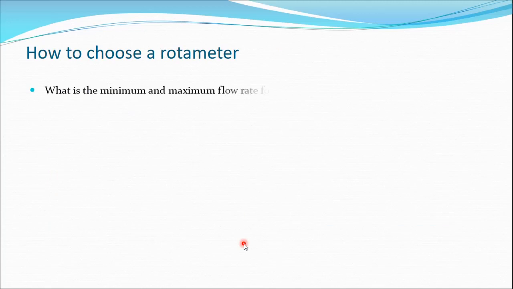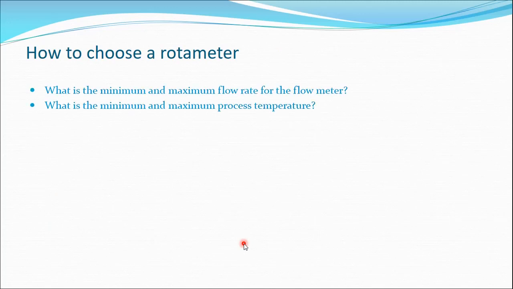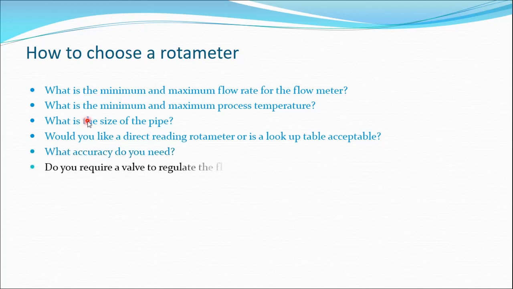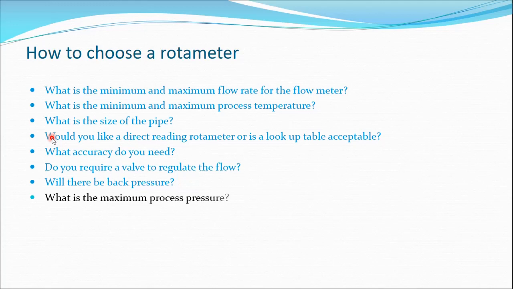How to choose a rotameter is very important. First important point is what is the minimum and maximum flow rate for the flow meter, what is the minimum and maximum process temperature, what is the size of the pipe. Would you like a direct reading rotameter or is a lookup table acceptable? What accuracy do you need? Do you require a valve to regulate the flow? Will there be a back pressure? What is the maximum process pressure?